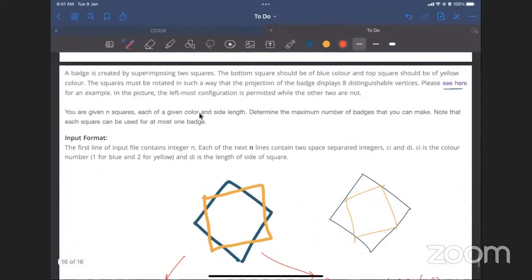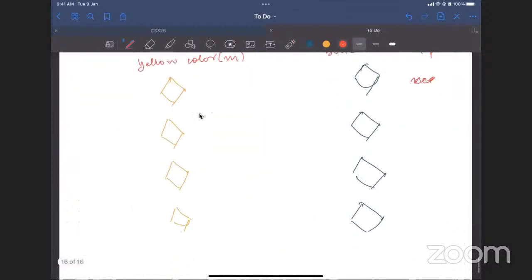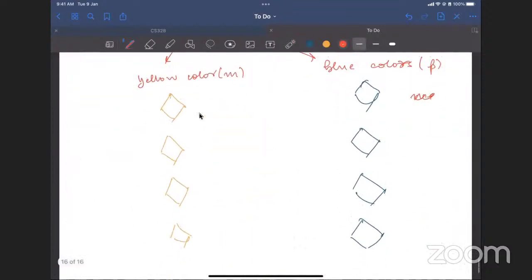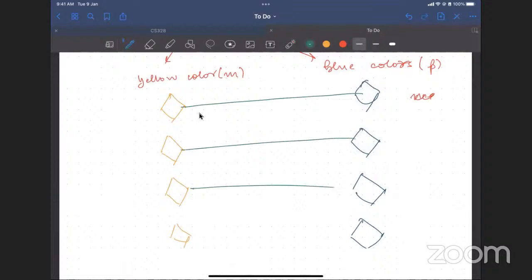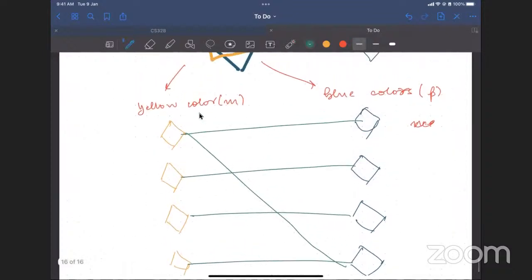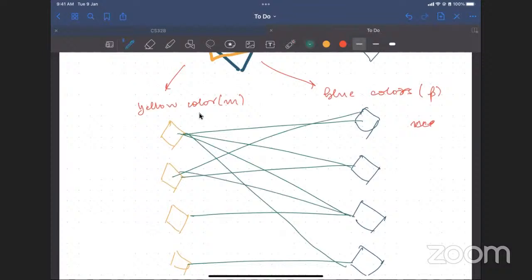Okay, so essentially, if you don't think about any condition other than the color, then this should be a complete graph. So you can match this. You can have this edge, this edge, this edge. So basically, M into the edges you can have, and similarly for all these edges.